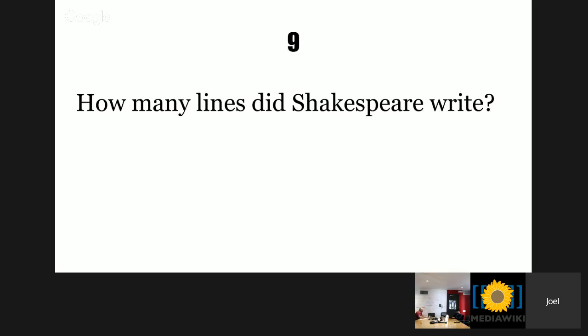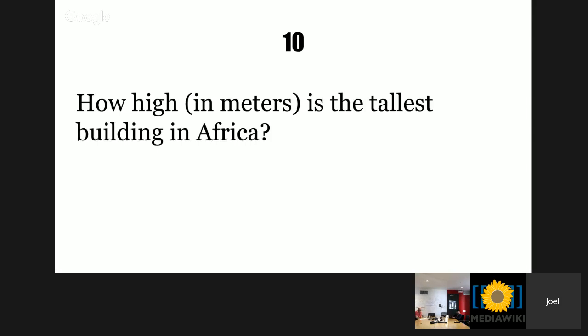And question 10, final question. How high is the tallest building in Africa in meters? Question 10 for the last time. How high in meters is the tallest building in Africa?